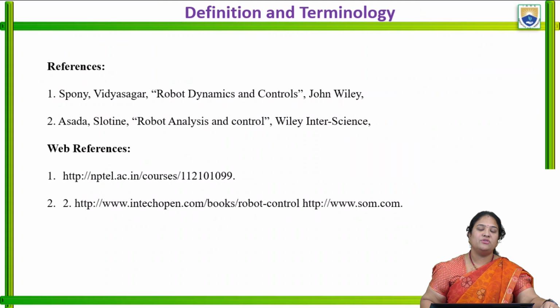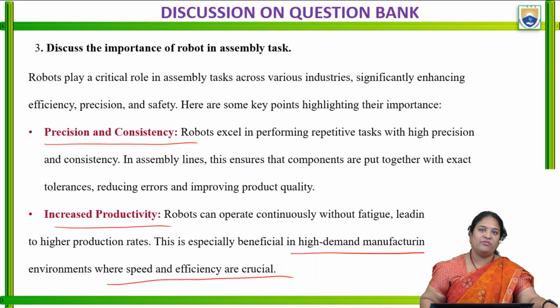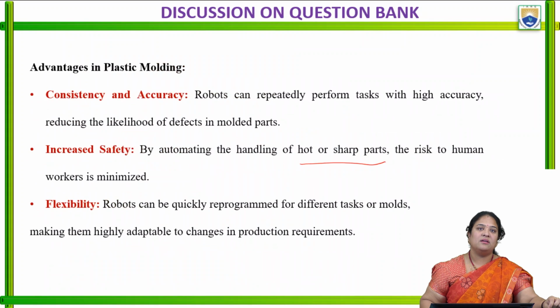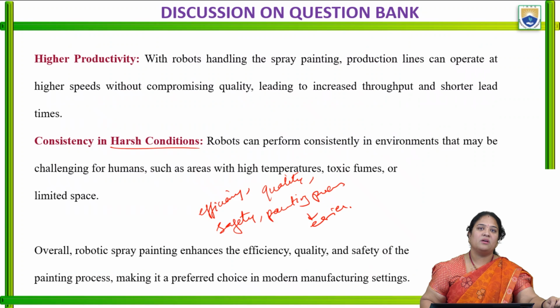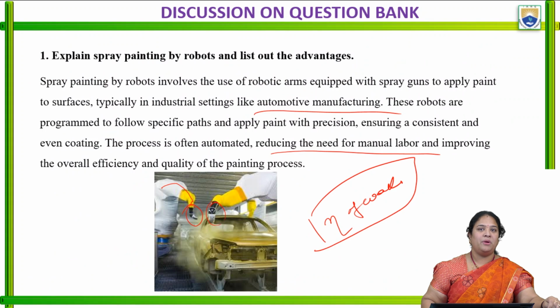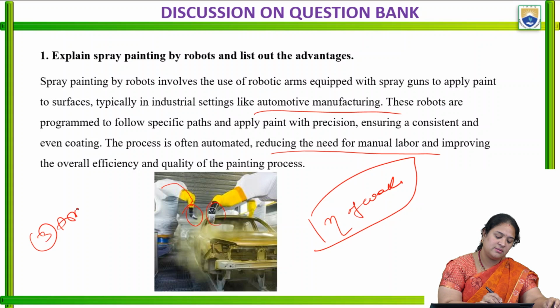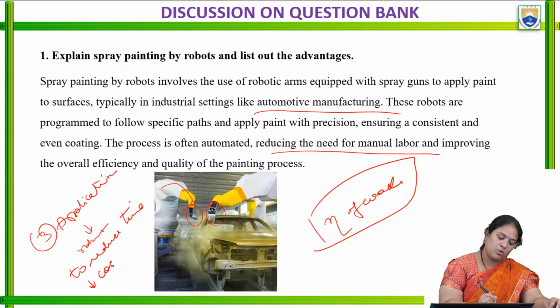So these are the references which we have gone through. So in today's class, we have come across the applications of the robot: assembly task, pick and place objects, plastic molding and spray painting operations. So these are the three important applications in which robot is used to reduce time, reduce the cost, increase the efficiency, and increase the accuracy.